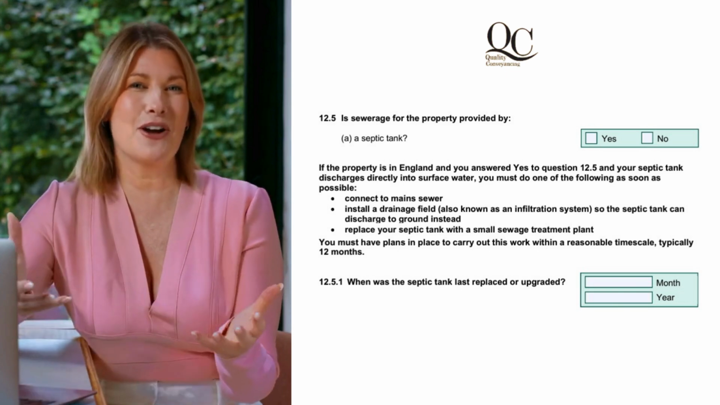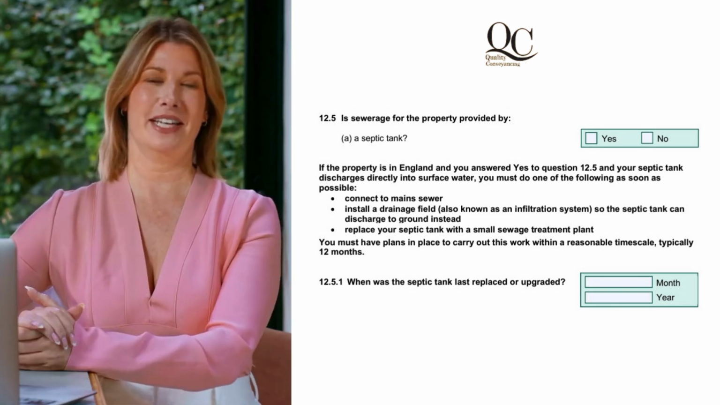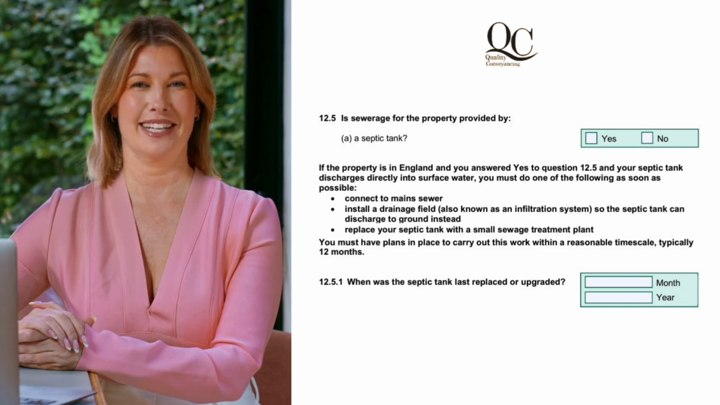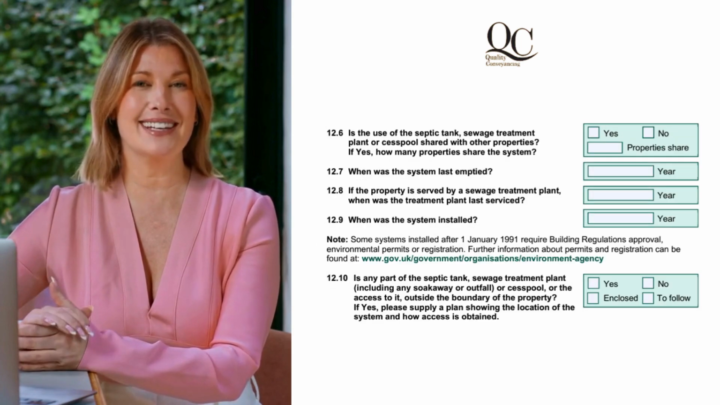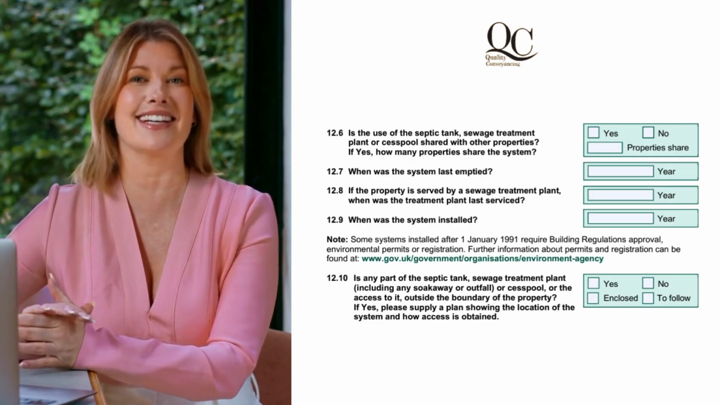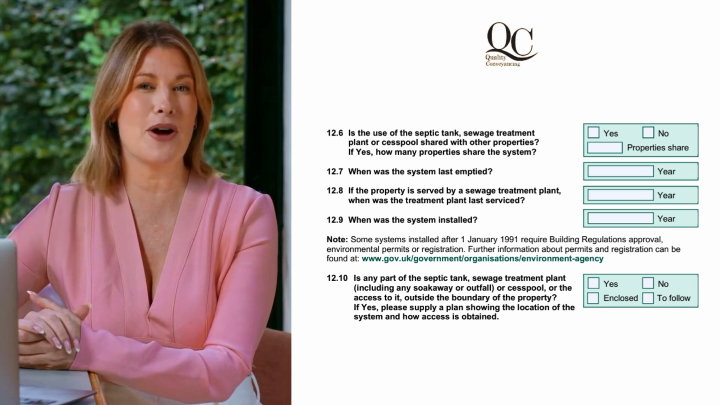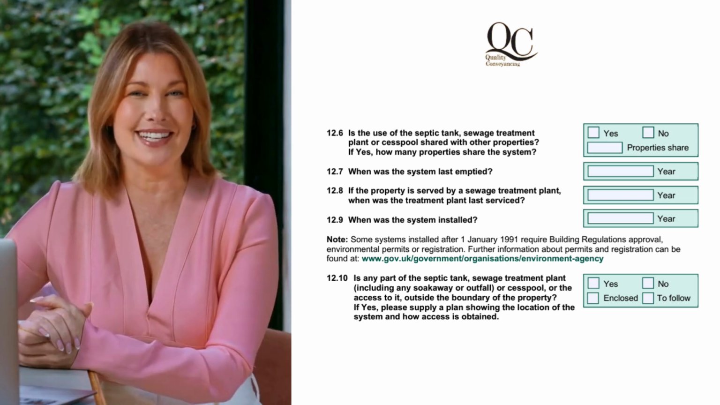This is where you'll confirm whether the property uses a septic tank, a sewage treatment plant, or a cesspool. You'll then be asked when the system was last replaced or upgraded. Approximate dates are absolutely fine, and if you don't know, you can tick Not Known. Next, you'll confirm whether the drainage system is shared with other properties. If it is, just state roughly how many properties share it. You'll also be asked when the system was last emptied. Again, an approximate date is perfectly acceptable.